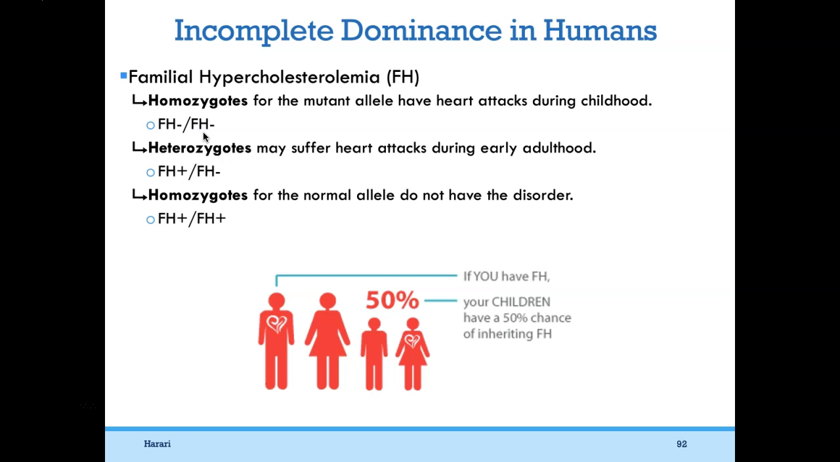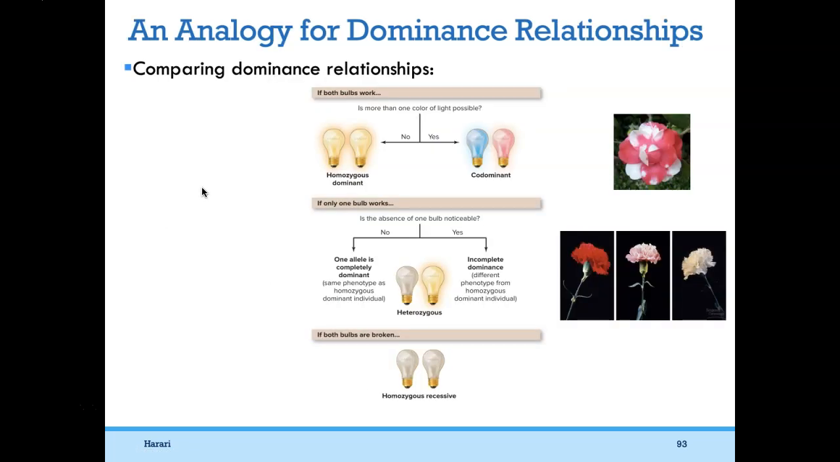So hopefully most of you do not have this cholesterol issue, so all of us are wild type, and we do not have the disorder. But again, remember that it's not a simple dominance case. So if your mom gave you the mutant FH and your dad was perfectly healthy, you're still not perfectly healthy, right? You're still going to have heart attacks during early adulthood because it's incompletely dominant. So it's a blending.